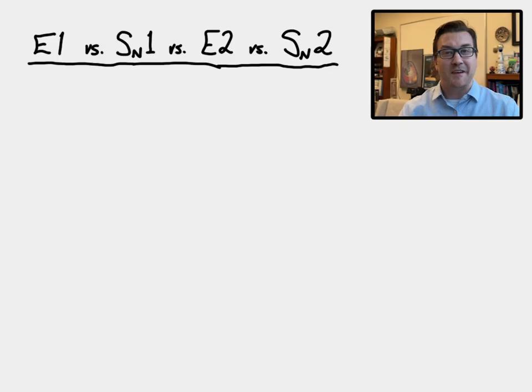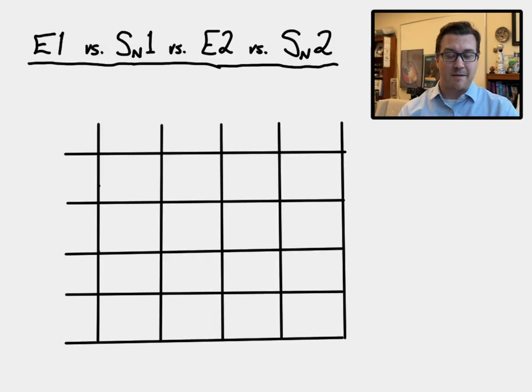Hi, in today's video, we're going to be looking at the competition between E1 versus SN1 versus E2 versus SN2. In some cases, many of these reactions are possible. And so let's first look at the way to evaluate this. I think the best way to do this is to look at a big table.